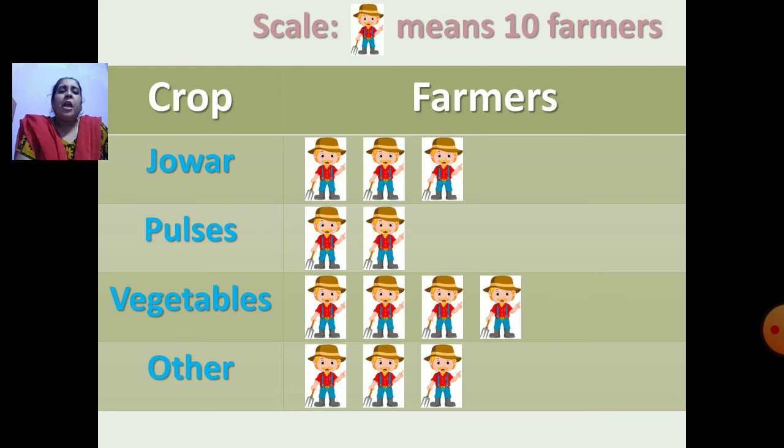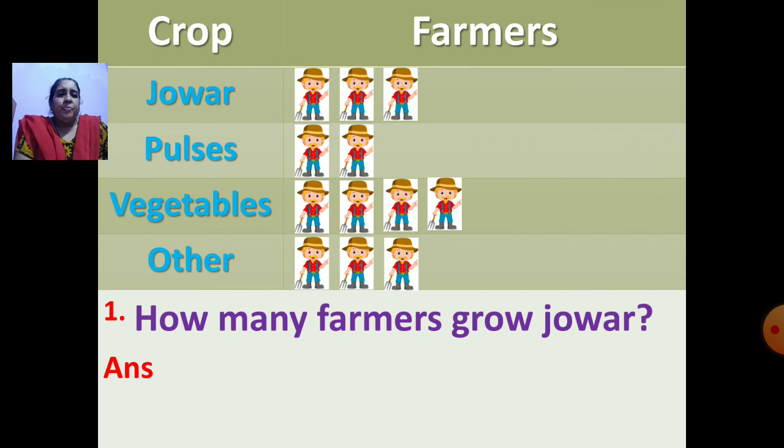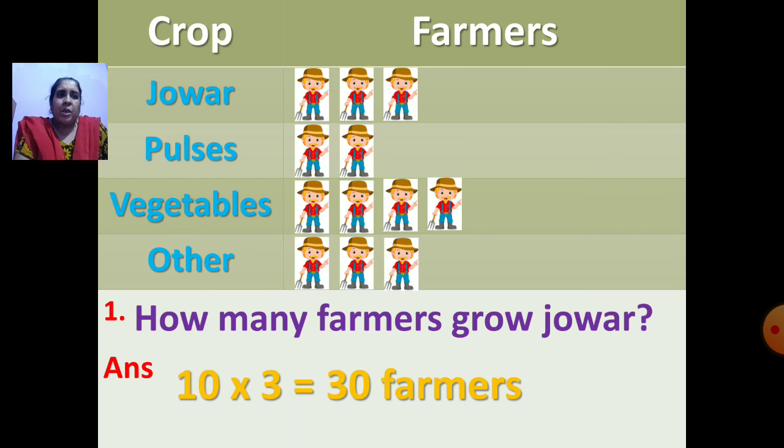Okay children. Now we will see the questions. See the first question. How many farmers grow jowar? Now, how many farmers can you see in front of the jowar crop? 3. So, one farmer stands for 10. So, 3 farmers will stand for how many? Yes, 10 multiplied by 3 equals what? 30 farmers. Okay, what is the answer? 30 farmers.